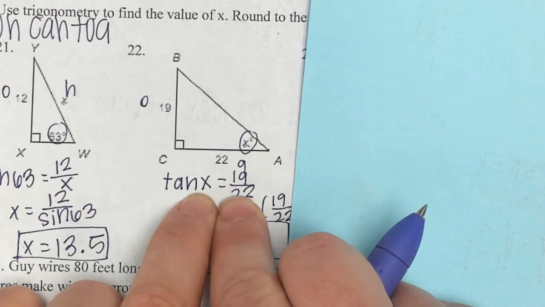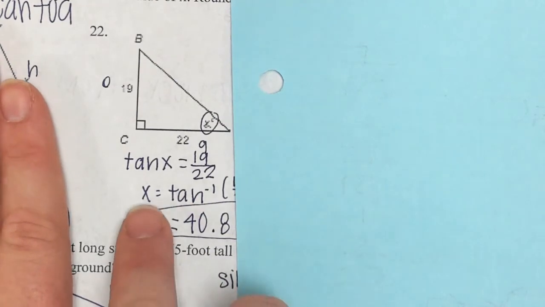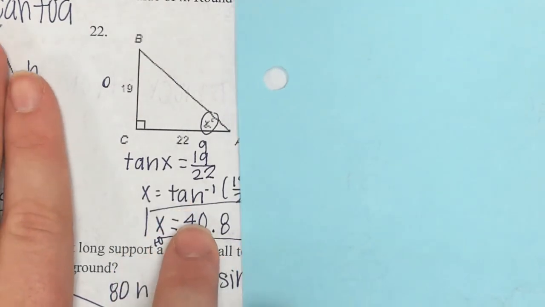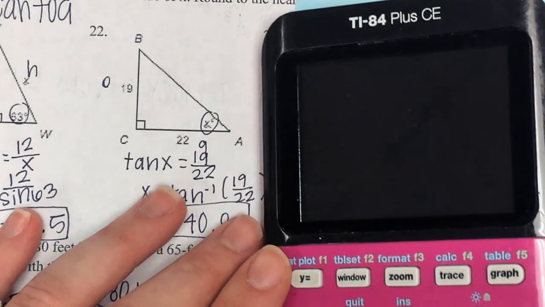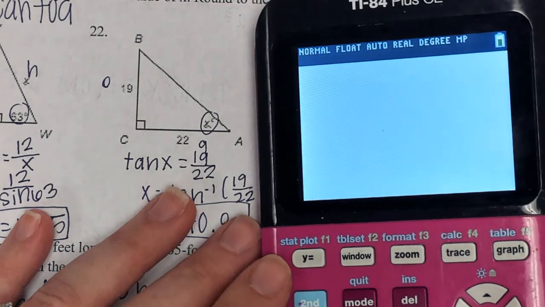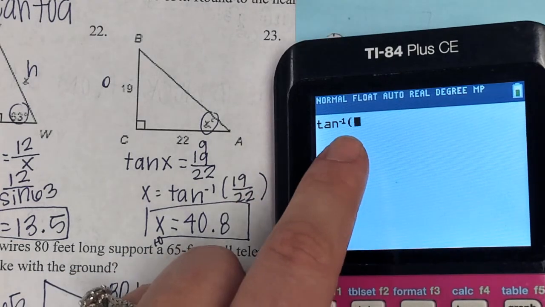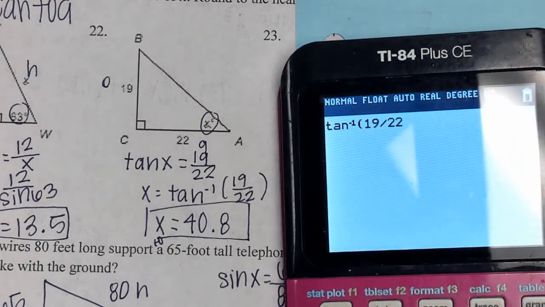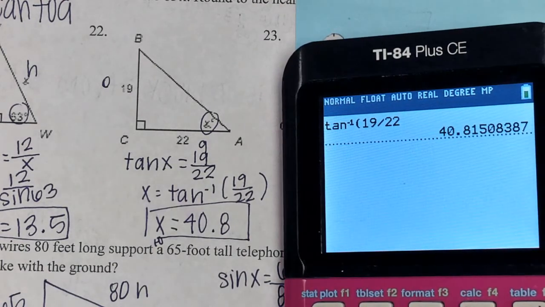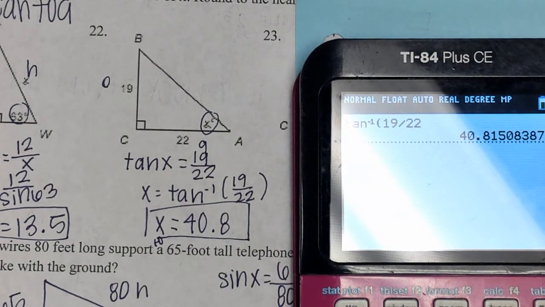Well, now I'm solving for x. So I need to get x by itself, which means we have to take the inverse. So when you break tangent and x, you take the inverse. That's when you have to press the funny buttons in your calculator. So you press second, tangent, and it should look like tangent to the -1. That's tangent inverse. And then you press 19 divided by 22, which would be 40.8. So that angle measure is 40.8.